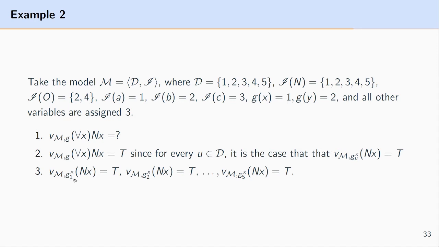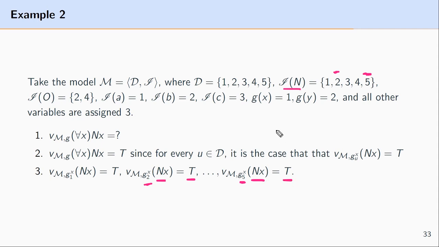And you can check this. You can let X denote 1, and if X denotes 1, then NX comes out as true. If X, under this variant variable assignment, denotes 2, you'll note that 2 is in the interpretation of N, and so NX is true. And you can go down the list. Let's let X denote 5. We see that 5 is in the interpretation of N, and so NX is true.